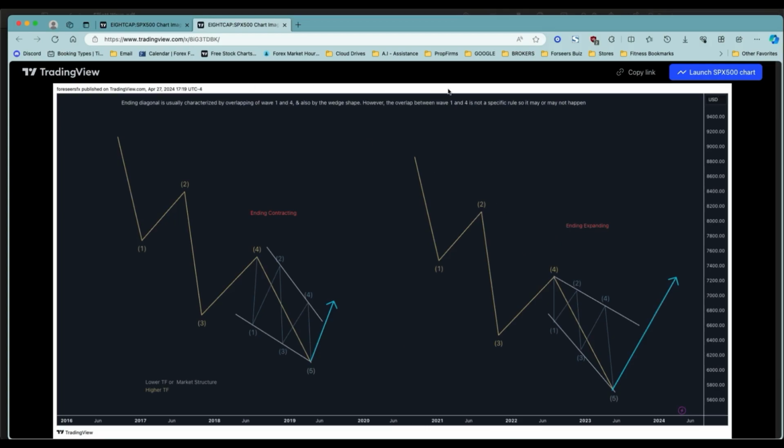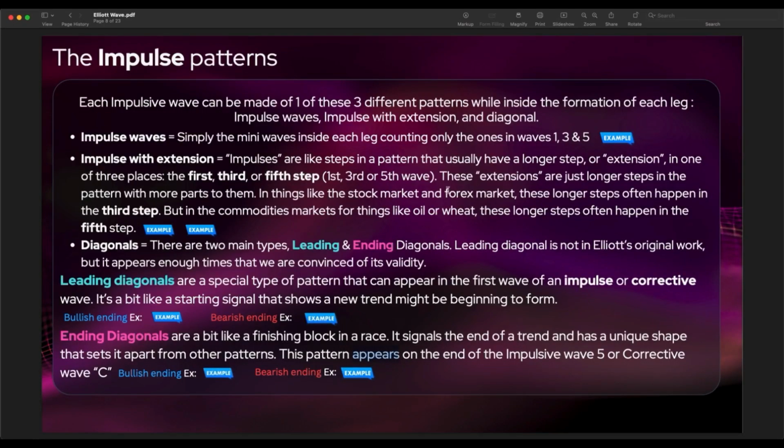Okay, nothing crazy. So this concludes the part for the impulse patterns. I'll make another video talking about the corrective waves themselves, but I didn't want to include them in this video because I didn't want to make them extensively long. I wanted it to be fairly short, sweet, and simple for you guys.